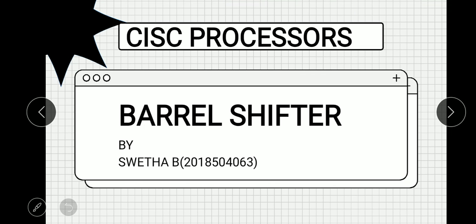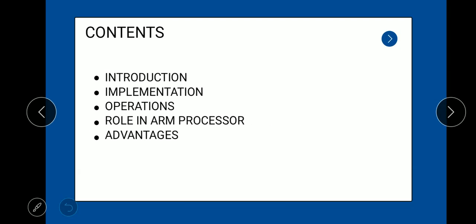In this session, we are going to see about barrel shifter. These are the contents. First, we see introduction of the barrel shifter, then how they are implemented in both hardware and software, then its operations, how it is performing in ARM processor, then its advantages.